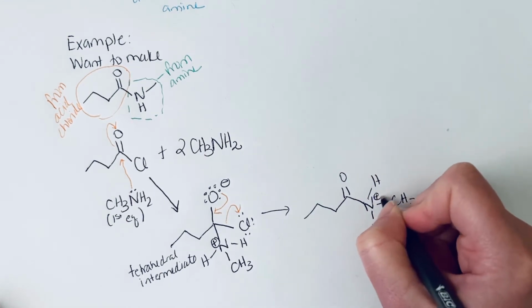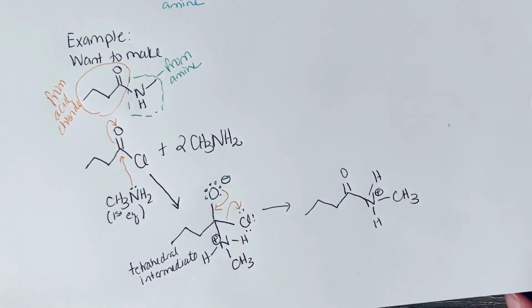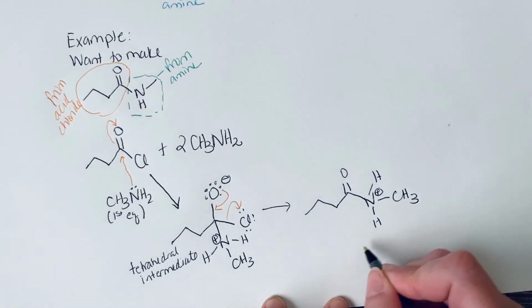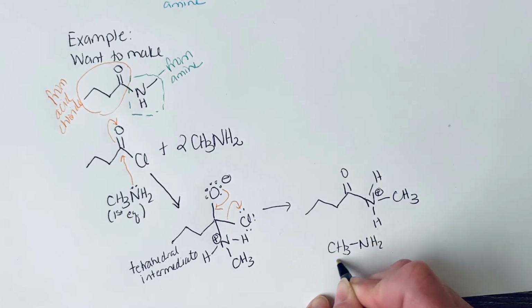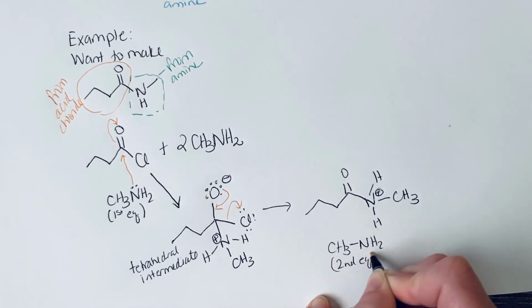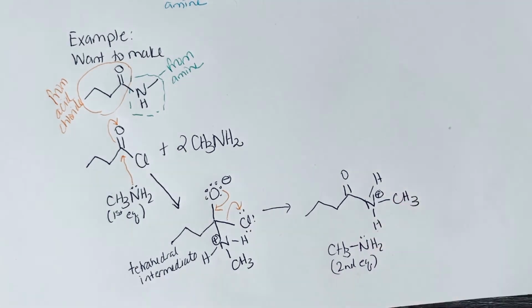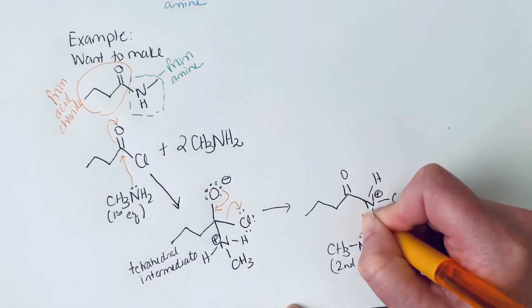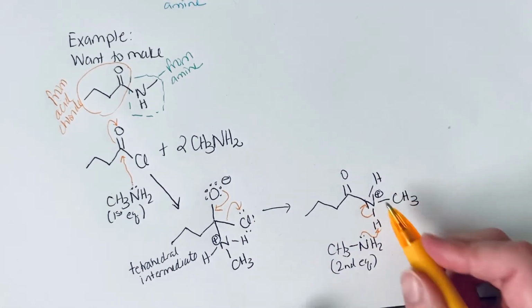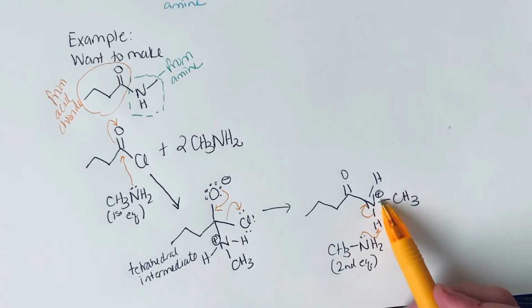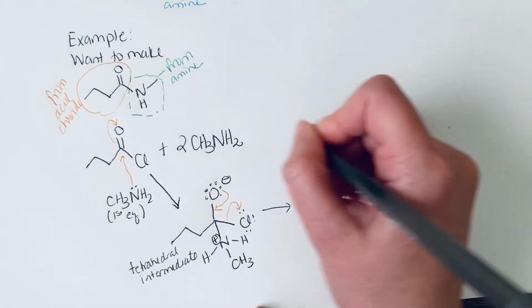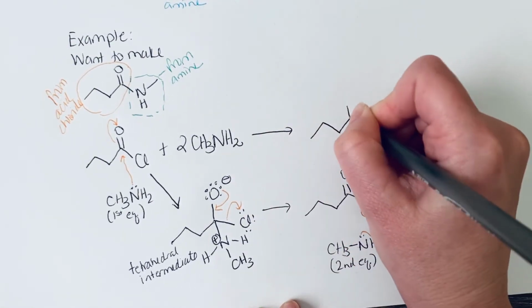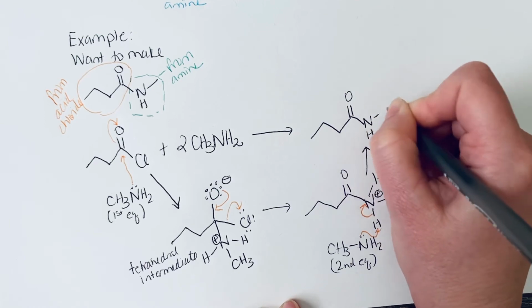And so here's where that second equivalent of the amine comes into play. That second equivalent is going to remove one of these acidic hydrogens. So this is your second equivalent of amine, and it will remove one of these protons, giving those electrons to the nitrogen, thereby making it a neutral nitrogen, because it's gaining some electrons. So then our overall product here is going to be the amide, the one that we were looking for, with the CH3.